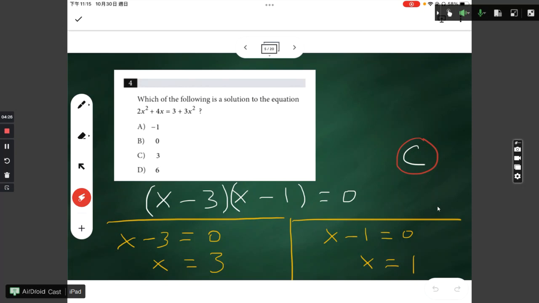But out of 4 choices, only this one is given as the answer. They haven't given us the other solution, x equals 1. So we're going to choose this, right? C is the answer. All right.